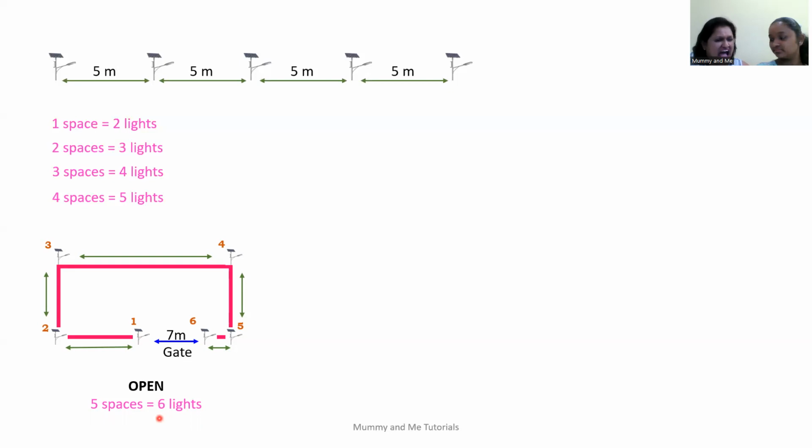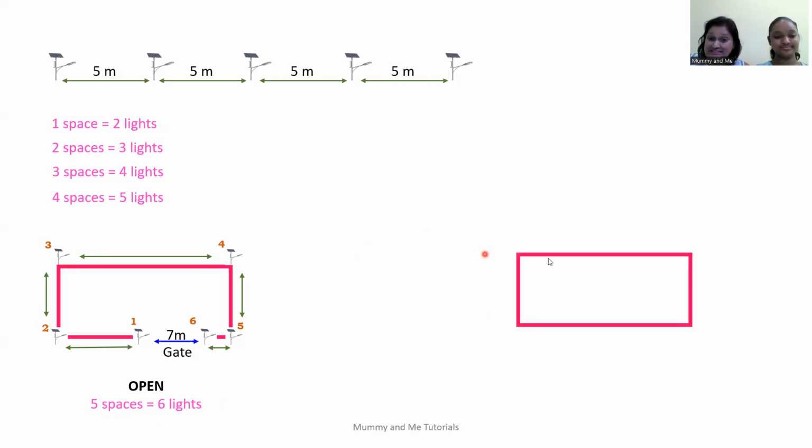Does Mr. Jefferson actually have 6 lights on his property though? No, we are just using this number of lights and spaces as an example, just for demonstration purposes. We will soon calculate the number of spaces and the number of lights that Mr. Jefferson placed on his property.